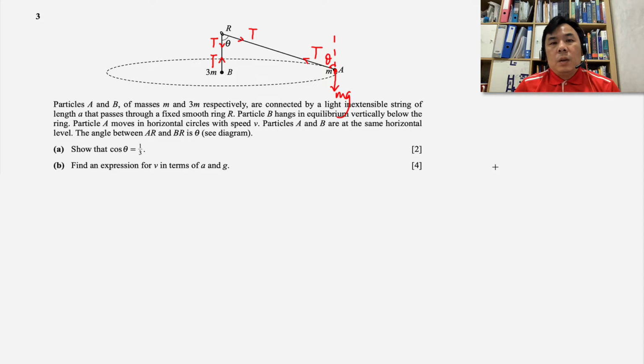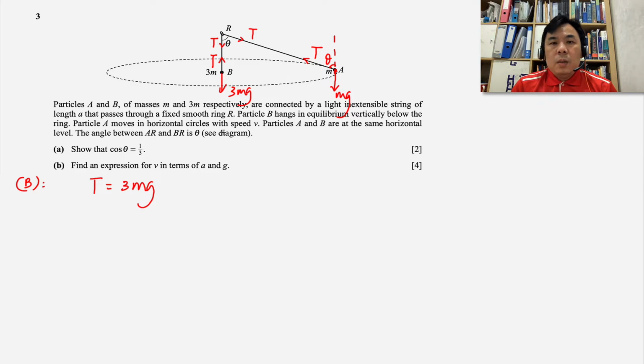Now, you can consider the forces acting on one particular particle at a time. So we're going to consider the forces acting on B. I'll just write it down in short. We know that the tension must be equal to 3mg because it's in equilibrium, it's not moving up and down. Therefore, the tension must balance with its weight.